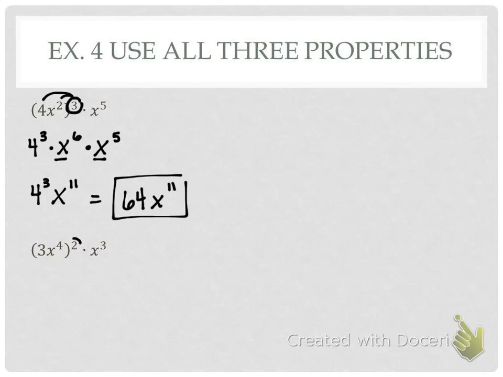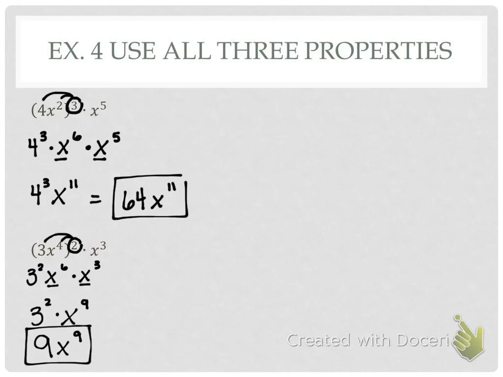So what I want to do is take this 2, since it's on the outside of parentheses, and distribute it to everything. So I'm going to get 3 squared times x to the 6th times x to the 3rd. Now I see I have the same bases. So what I do is write 3 squared times x to the 9th power. And I know that 3 squared is 9, so 9x to the 9th power would be my answer there. Okay, so that's how we're going to simplify our problems that are using exponents.